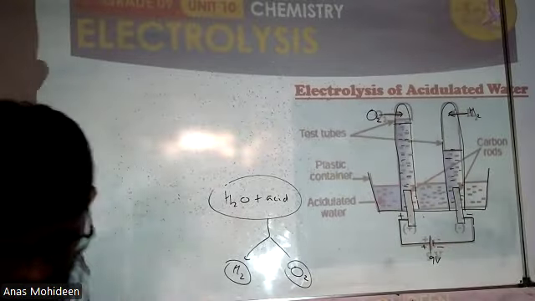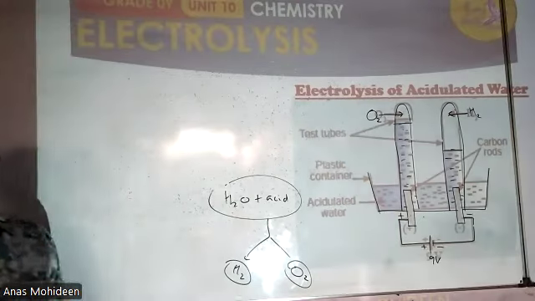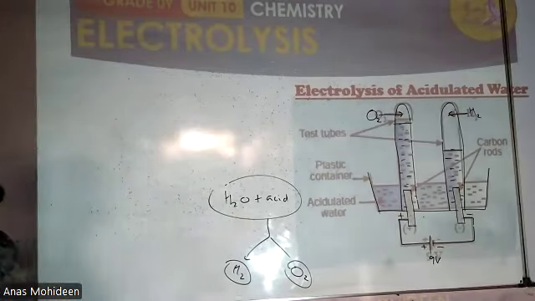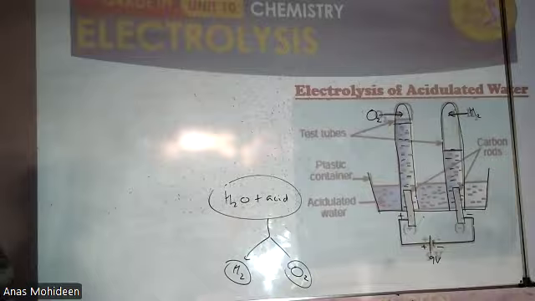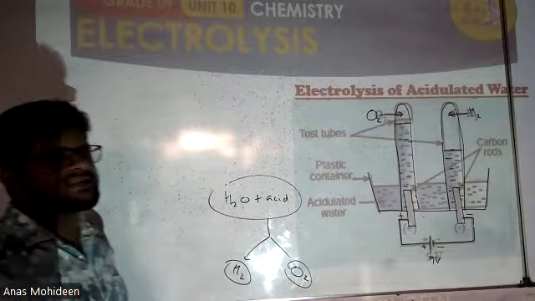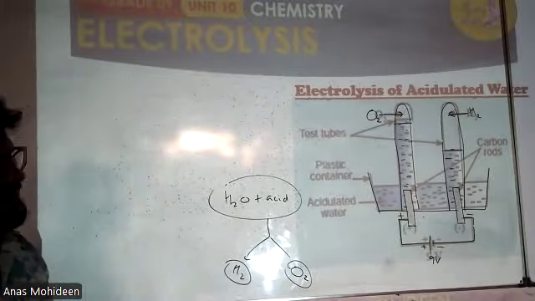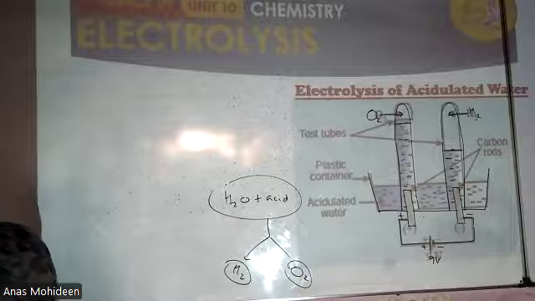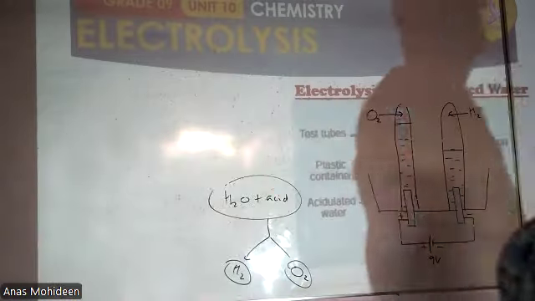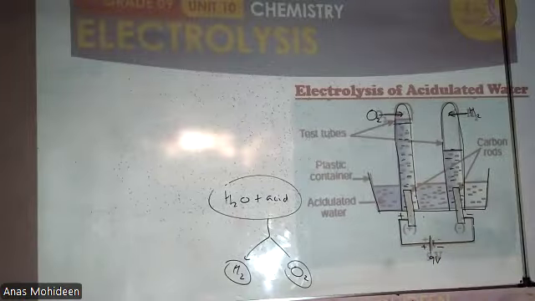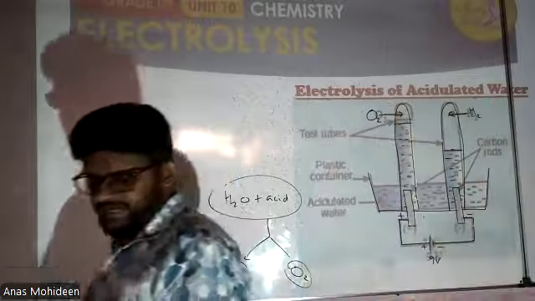Let's write down. At positive electrode, right? Oxygen gas, O2 gas evolves at the positive electrode.